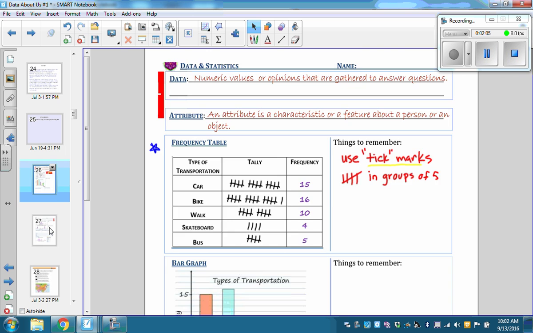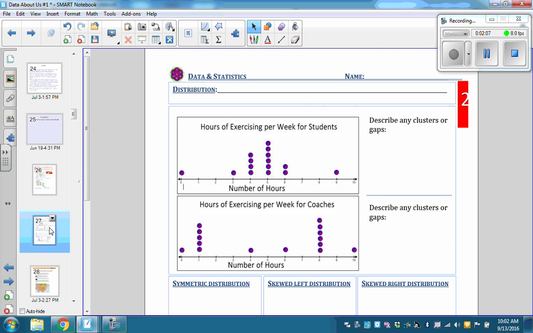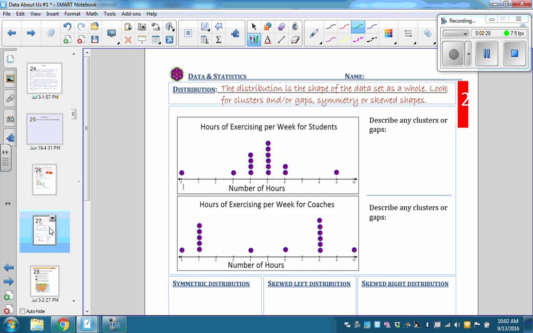Then we looked at the second page here, and we talked about a line plot. We also talked a little bit about the distribution, which is just the shape of the data set as a whole. When you talk about distribution, the key things in the beginning of this book are to look for clusters, a vocabulary word we want to focus on, and gaps.